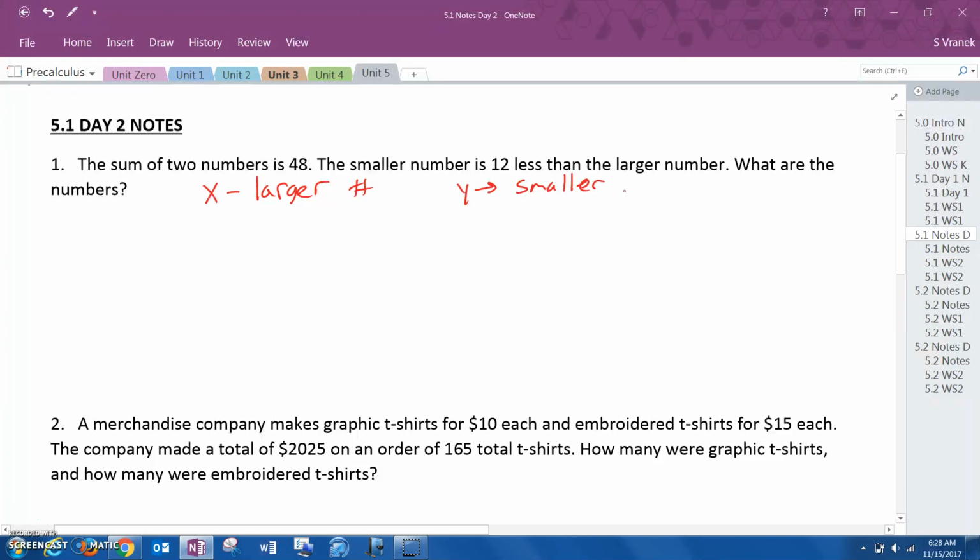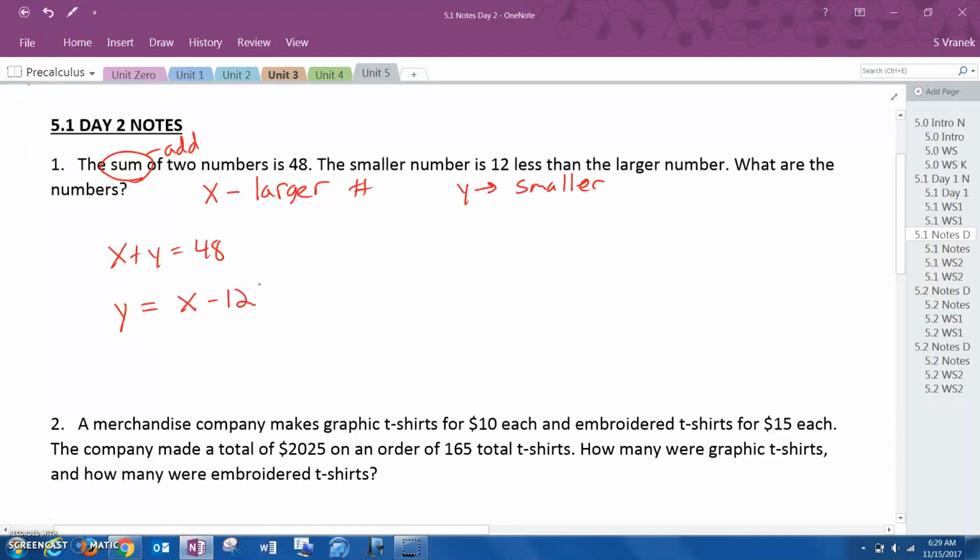Then you have to come up with an equation here that models what they're telling you. We have the sum of two numbers is 48, and hopefully all you guys out there know that that is adding. So that means that if I add x and y together, I get 48. And it says the smaller number, which is y, is 12 less than the larger number. So if I write that, the smaller number y is equal to 12 less than the larger number, so I have x minus 12. I'm taking away 12 from the larger number. Okay, so that is basically it.